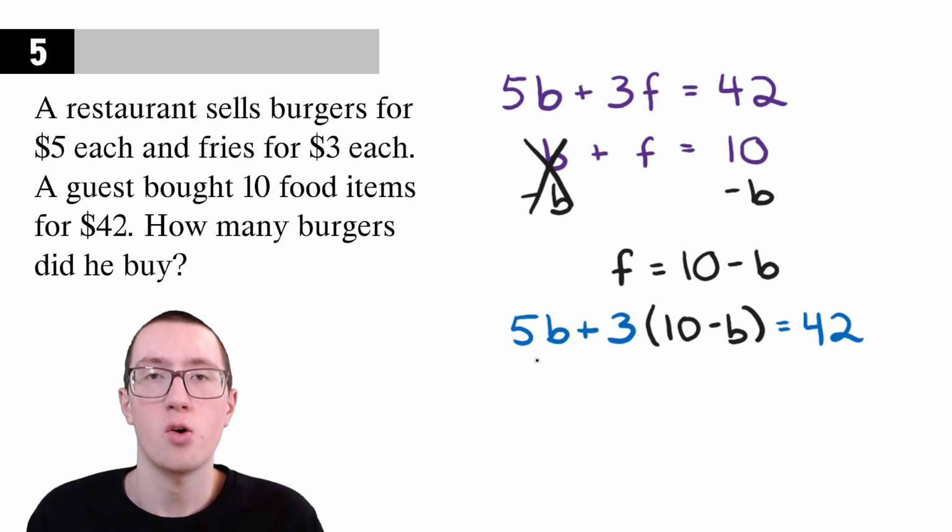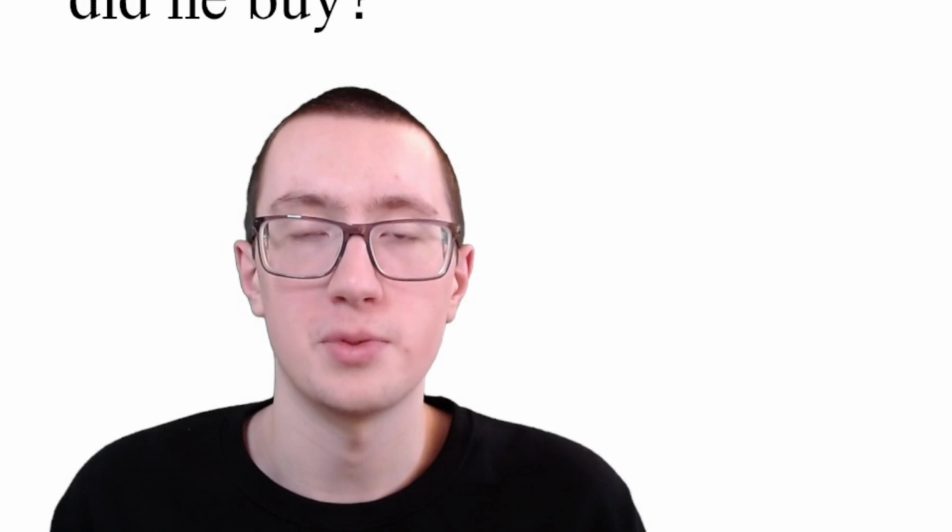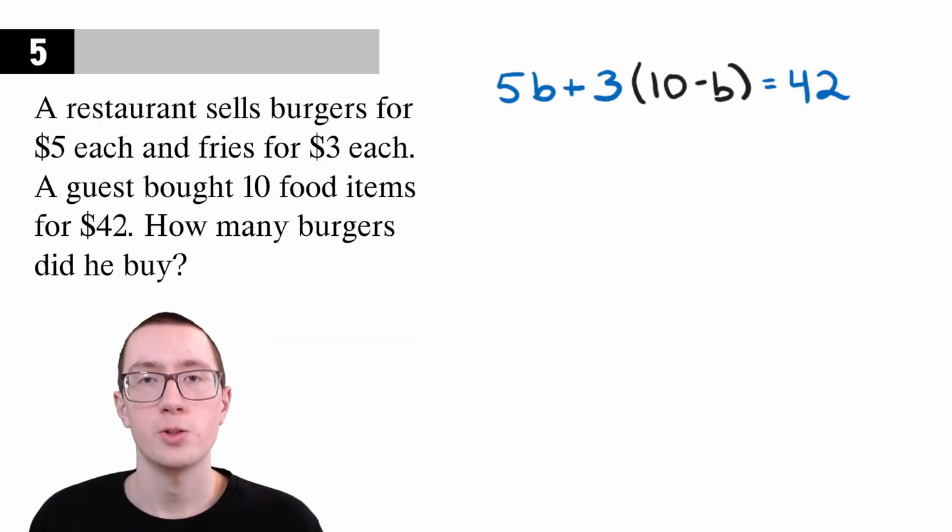in the other equation. And now all we have left in this equation is the letter B, which means we can solve for B. And remember that B is the amount of burgers that this person bought. So if we solve for B, that'll give us our answer. So let's go ahead and solve for B.